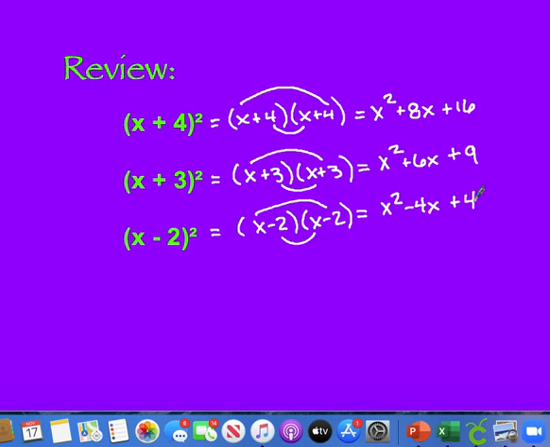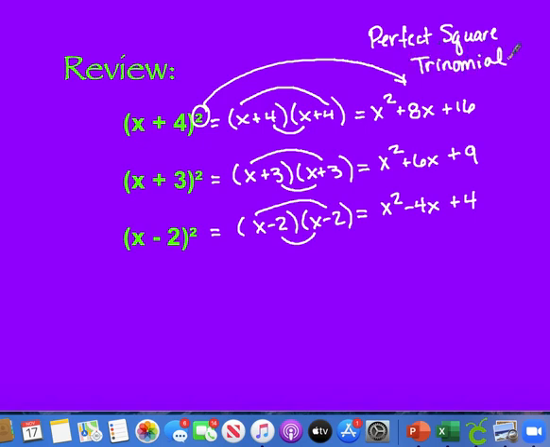Now, if you take a step back and look at my perfect square trinomials, all of these are perfect square trinomials because we took a perfect square to get that trinomial. But let's look at their properties. Notice that the last number is always a perfect square. And to get that perfect square, it would be the same as if I took this number, which is our linear term, and divided by 2 and squared it.